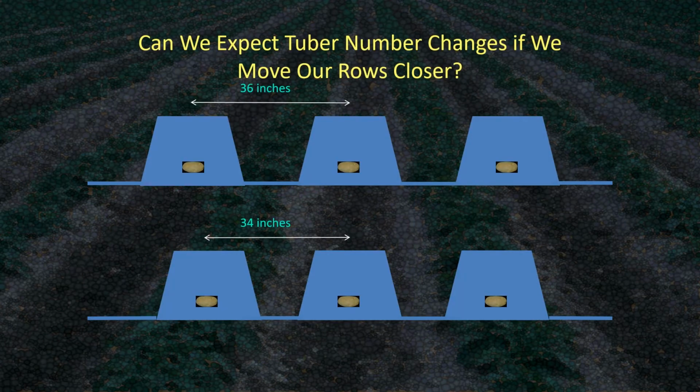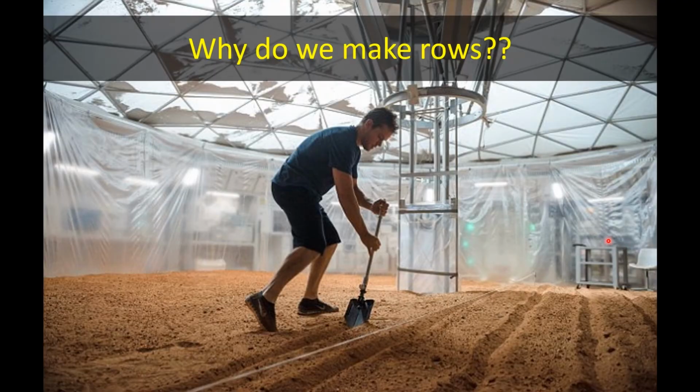So we might ask, can we expect tuber number changes if we move our rows closer together? So here's 34 inches versus 36 inches. If you increase your plant population by moving rows closer together, right away you're increasing your seed per acre. So perhaps you're going to increase also your tuber number per acre. You might ask, why do we even plant potatoes in rows? Why don't we just plant them like wheat and scatter them across the field? This is an important consideration.